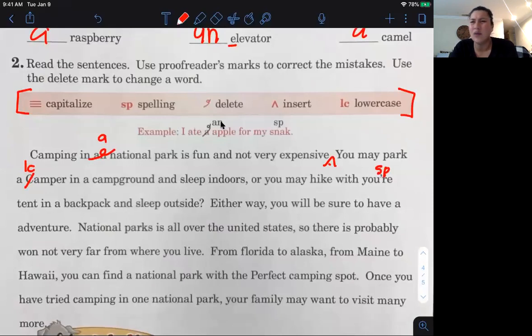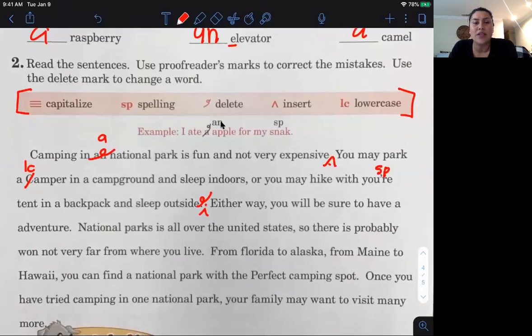Is that a question? Or you may hike with your tent in a backpack and sleep outside? That doesn't really sound right as a question because it's not a question. It's just giving you information. So how does a sentence end if it's just giving you information? Do you remember? Declarative ends in a period. So let's delete this. That's not right. And let's put a little caret with the period there. All right, let's keep going.